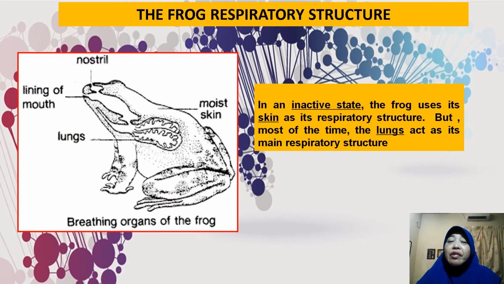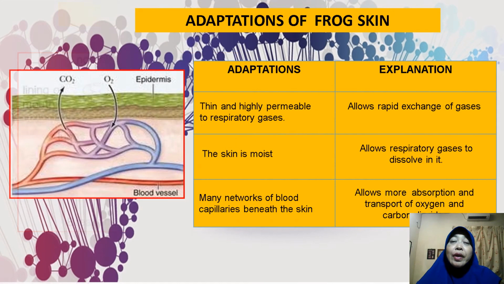A frog has two respiratory structures, which are the skin and the lung. When the frog is inactive, the skin acts as its respiratory structure, but most of the time, the lungs are its main respiratory structure. What are the adaptations of the lung? Sorry, let us look at the adaptations of the frog skin first.